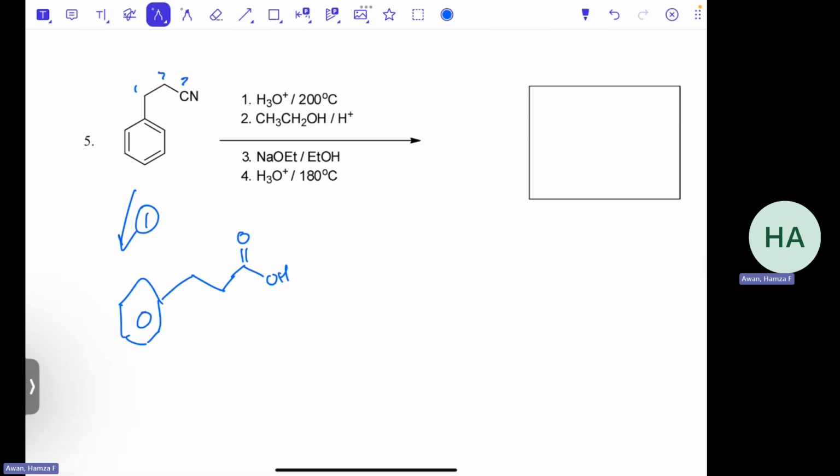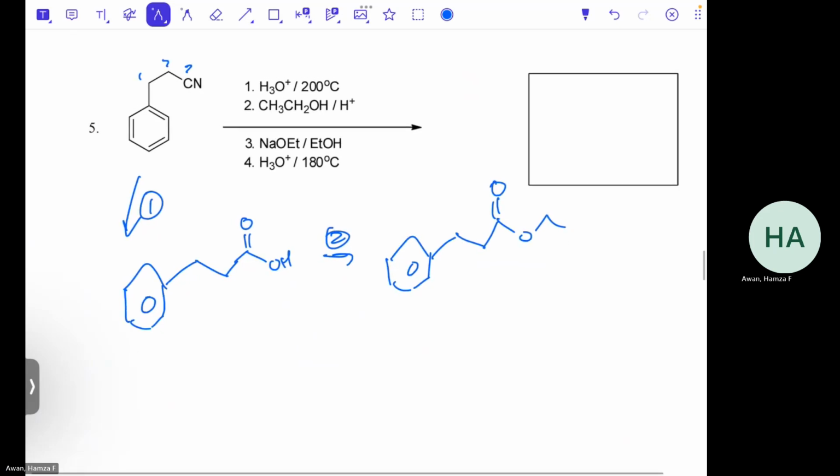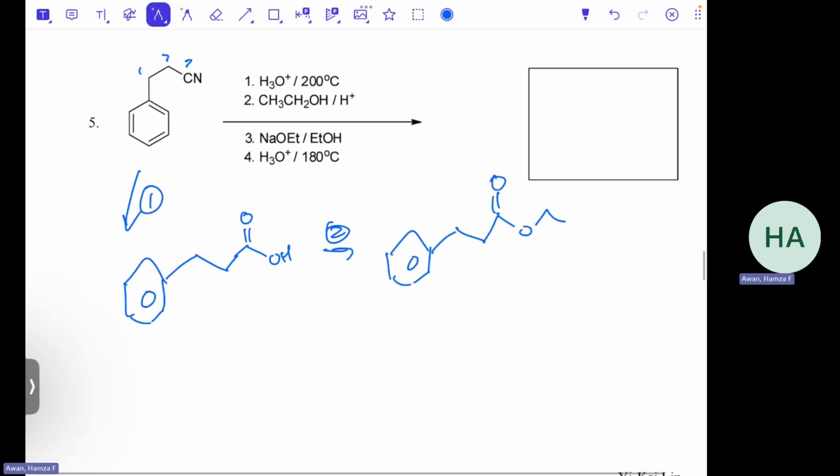Now for Fischer esterification, remember we just want to get rid of the hydrogen on the oxygen and then add the group that the alcohol is attached to. So for step 2, we have our ester. And then step 3, NaOEt, EtOH. This is going to be Claisen condensation.